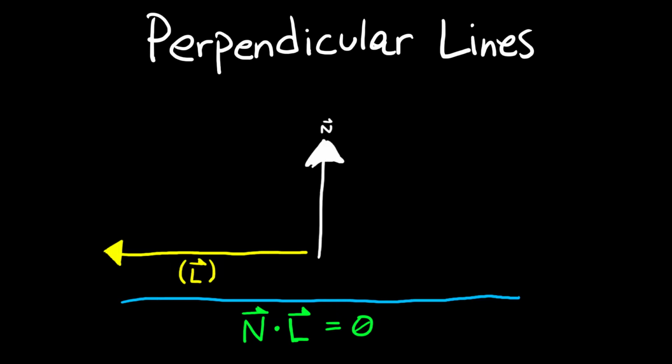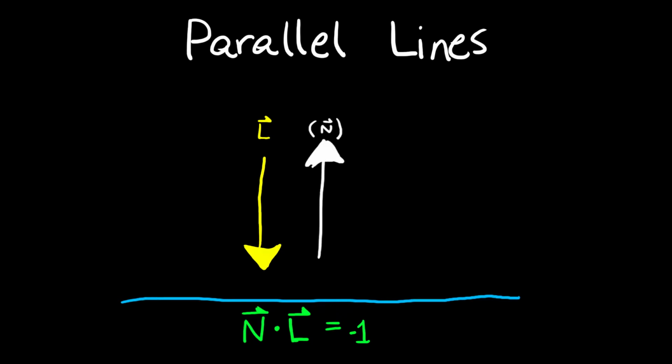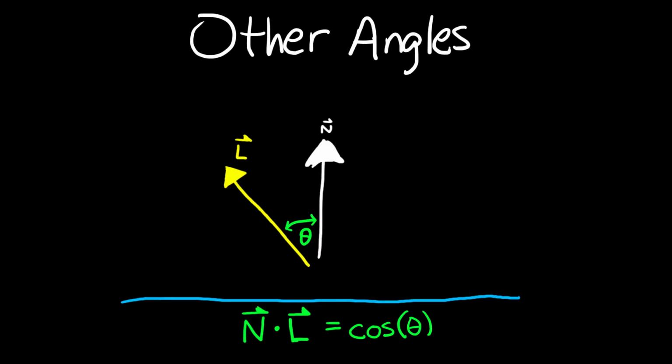And if the two vectors are pointing in the opposite directions, the dot product is going to be -1. And if the angle between the two vectors is somewhere in the middle, then the value will be somewhere between -1 and +1. And you can use this to determine how much light a surface or a vertex should receive.